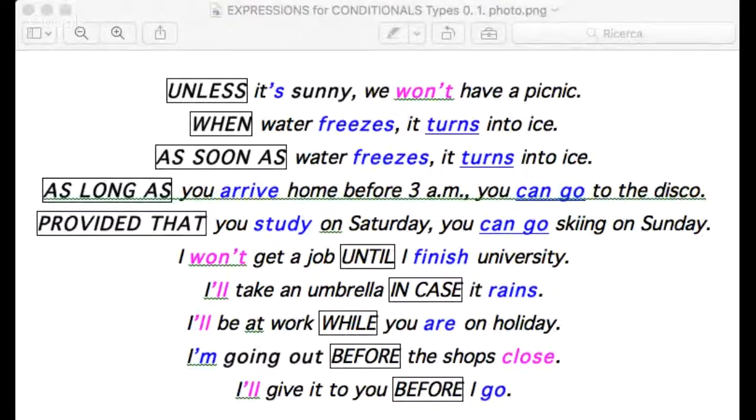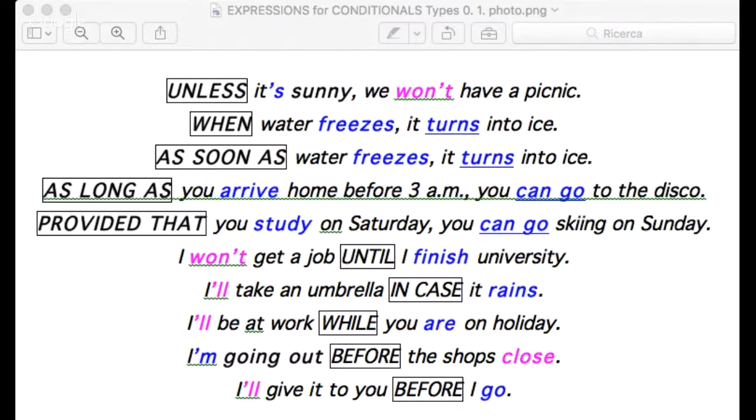So particularly in the zero and first conditional, we have other words which can be used. So instead of using if, we can also say unless it's sunny, we won't have a picnic. So if it's sunny, we'll have a picnic, but we won't have a picnic unless it's sunny. Means if the sun comes out, we'll have a picnic, but otherwise we won't have a picnic. When water freezes, it turns into ice. When is another possibility. As soon as water freezes, it turns into ice.